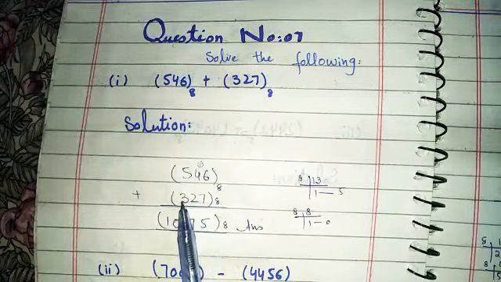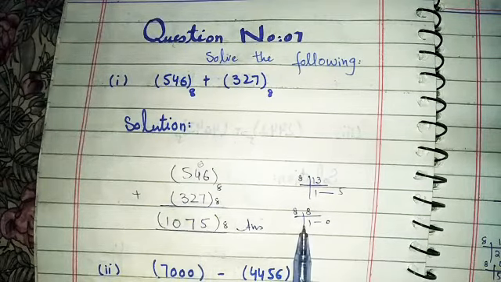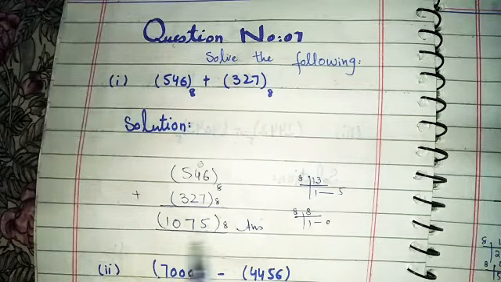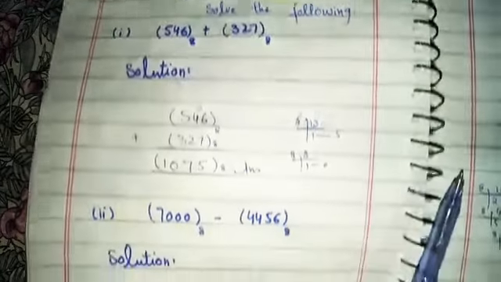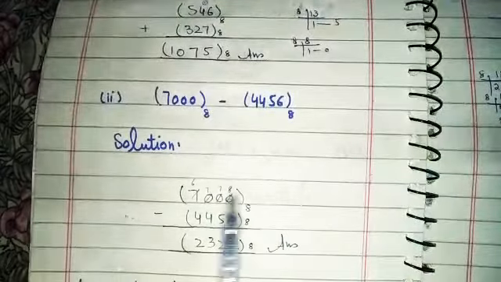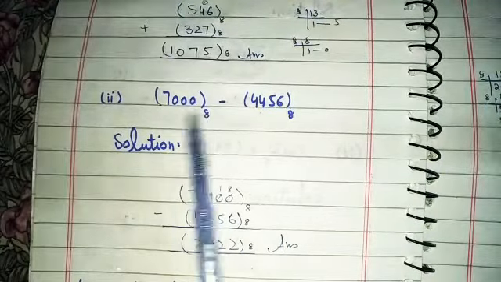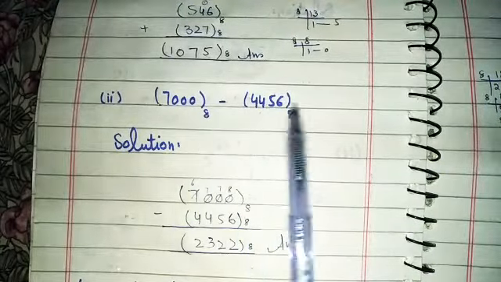Then 5 plus 3 we got 8. We cannot write 8, so we will divide it. With 8 we have 8 ones are 8 and 0 is our remainder, so we will write 0 remainder first, then our quotient. So the sum is 1 0 7 5 with base 8. Now here is our part 2. 7000 with base 8 minus 4456 with base 8.